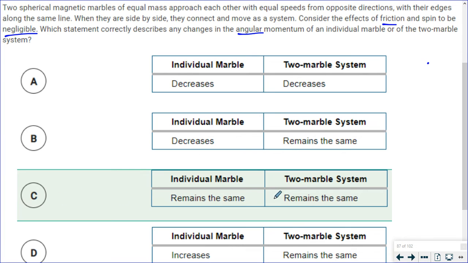So it remains the same for both of those. C is the correct answer.